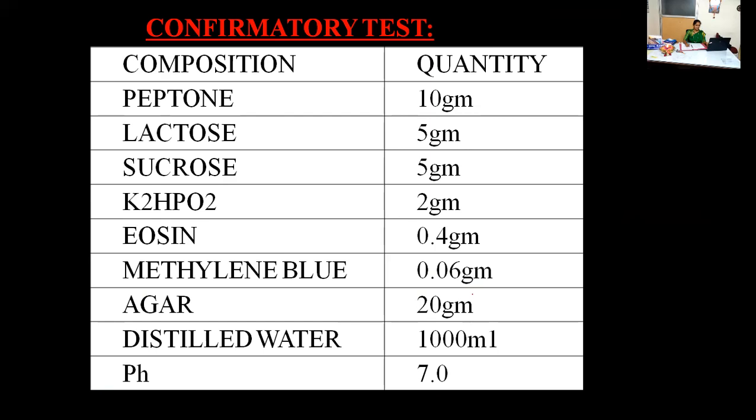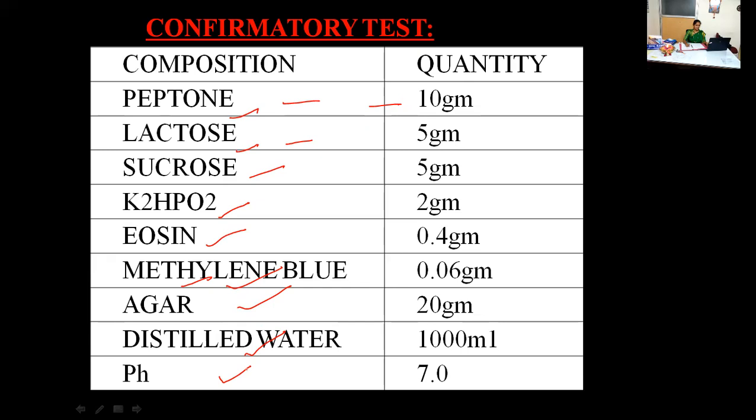Okay. How to prepare the confirmatory test EMB agar media? So this is the EMB agar media composition. Here you can see the peptone, lactose. Peptone needs to be weighed around 10 grams, lactose 5 grams, sucrose 5 grams, K2HPO4 2 grams, eosin 0.4 grams, methylene blue 0.06 grams, agar 20 grams, distilled water 1000 ml, pH 7.0. If I'm going very quick, as usual, kindly pause this video and make a note.